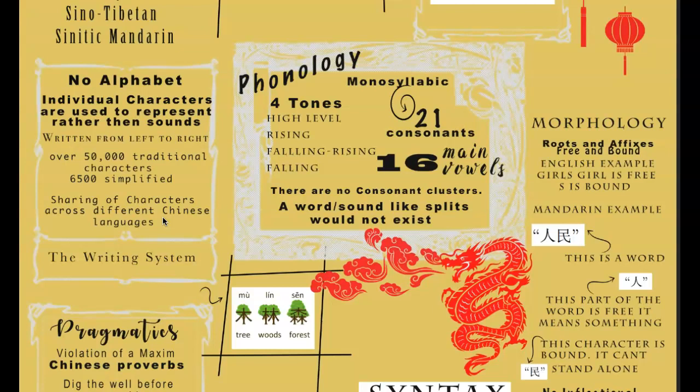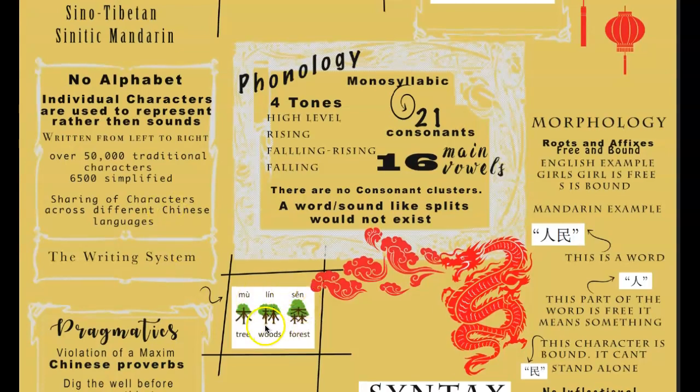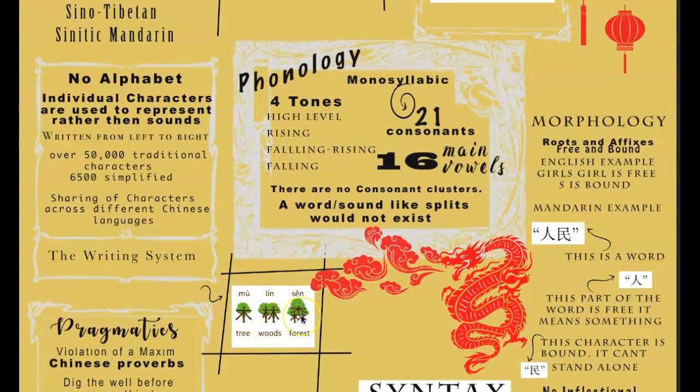Many Chinese languages come from the traditional form, so they share the same characters. The Chinese languages sound different, but the written form has some of the same characters. Here is a sample right here, if you see these trees, of a writing, and you can see that this shape, this character, is very similar, and it's repeated through trees, woods, and forest.